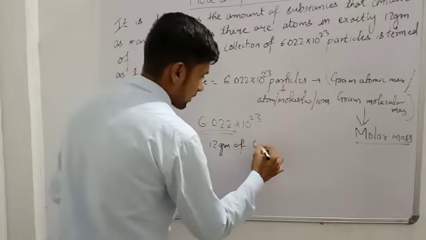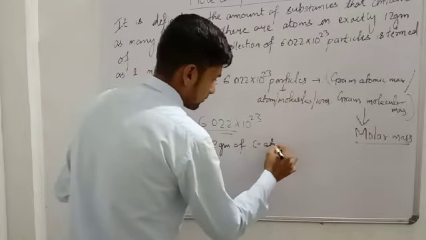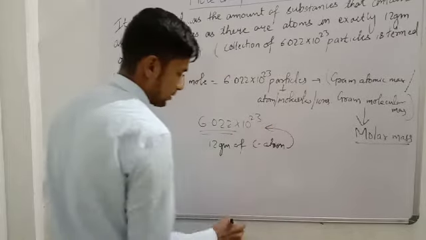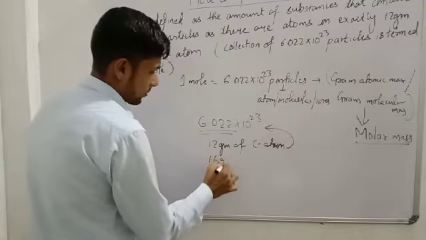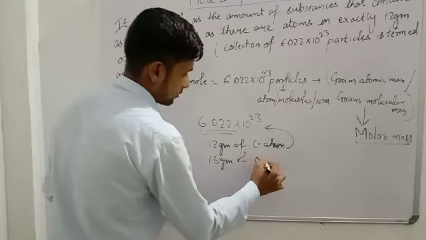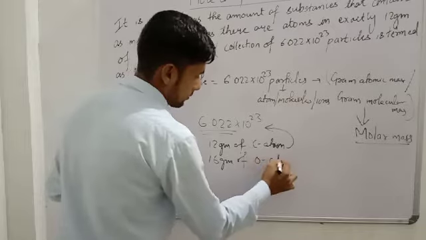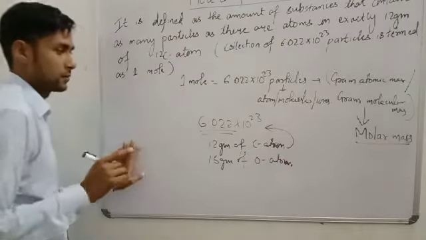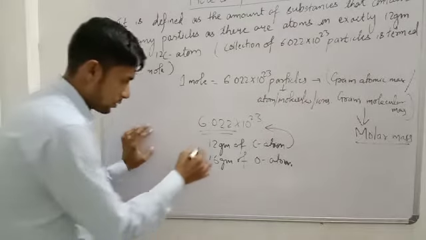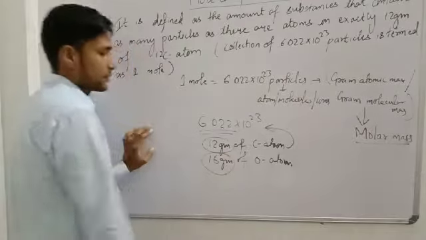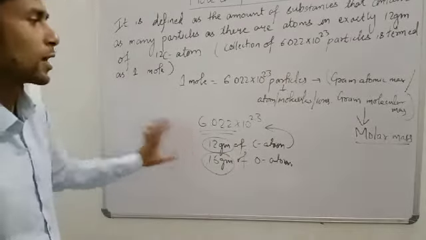Or let us consider 12 gram of carbon. 12 gram of carbon atom contain this much of particles. 16 gram of oxygen atom contain this, okay, this much of particles. Therefore 12 gram, 16 gram is considered as molar mass.